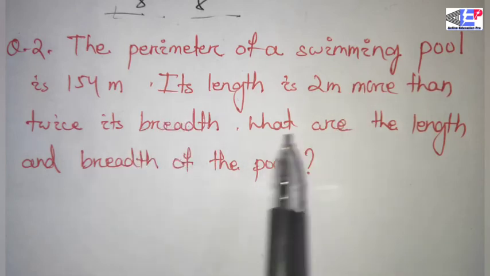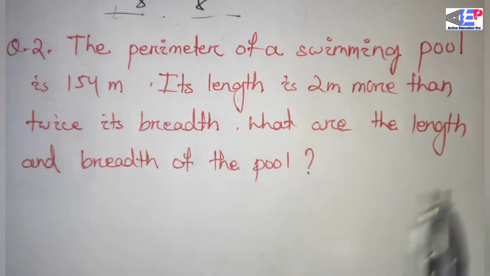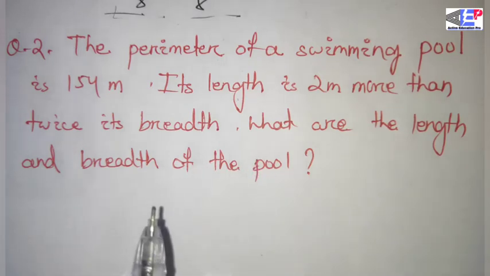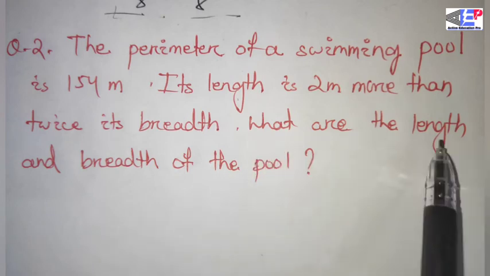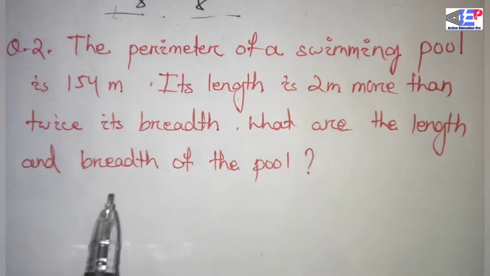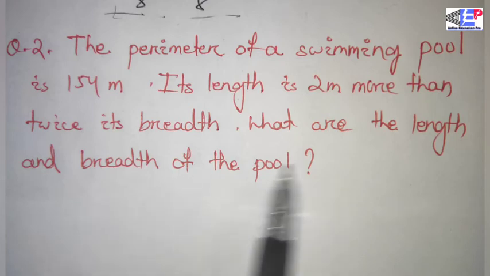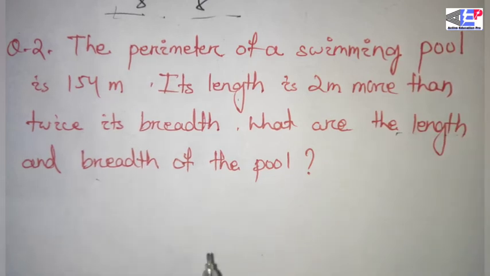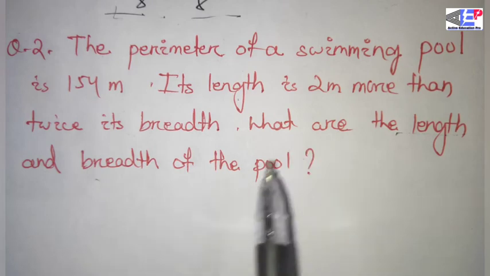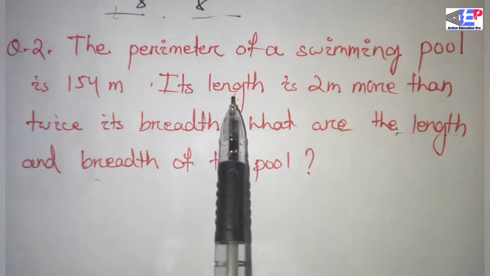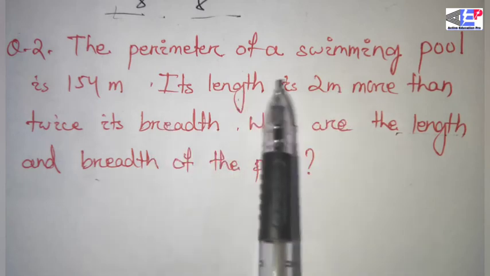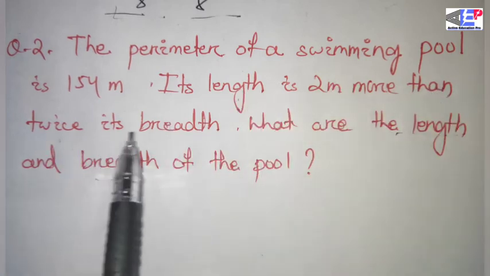It means the pool is like a rectangle. The structure of the pool is a rectangle structure, so length is greater than the breadth. And finally the question asks us to find the length and the breadth of the pool. Here, length is 2 meters more than twice its breadth.